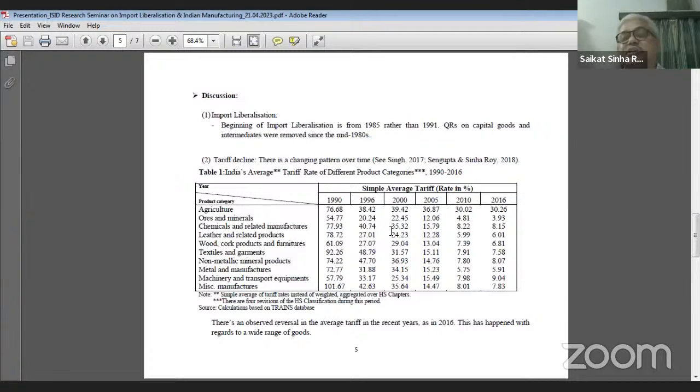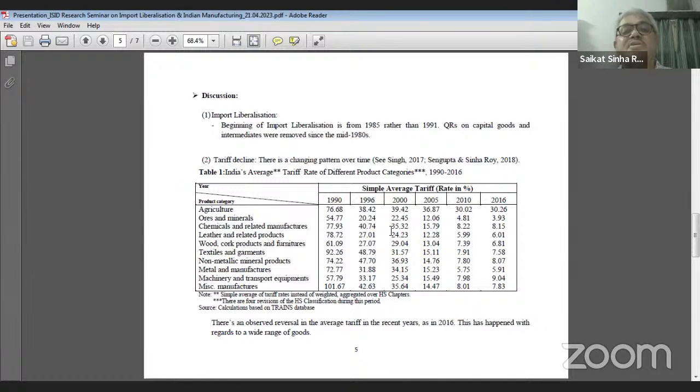Now, let me get into my discussion of the paper. The first point of departure is that import liberalization or trade liberalization was not necessarily from 1991 onwards. It was from 1985, when for a large basket of capital goods and intermediate goods the quantitative restrictions were removed, and these products were tariffied.